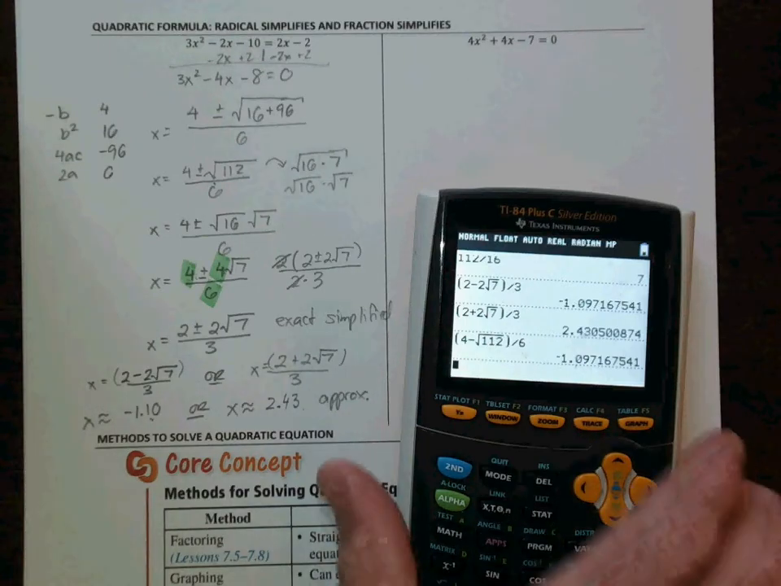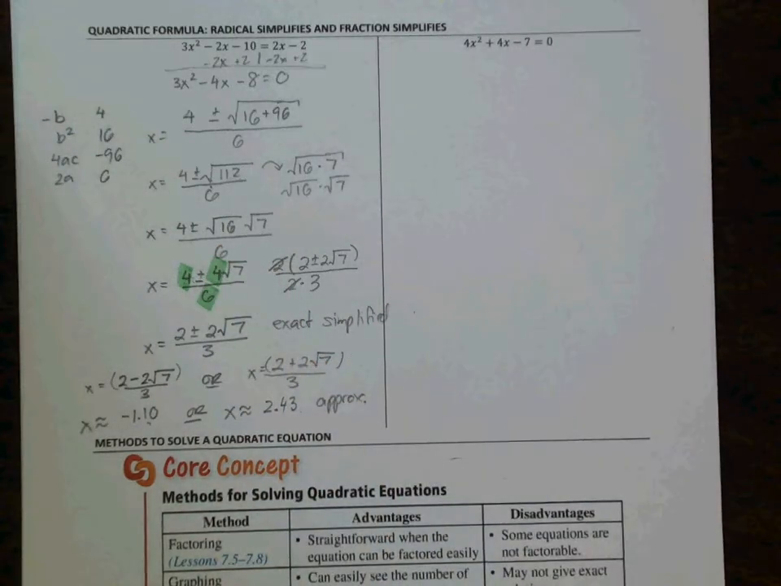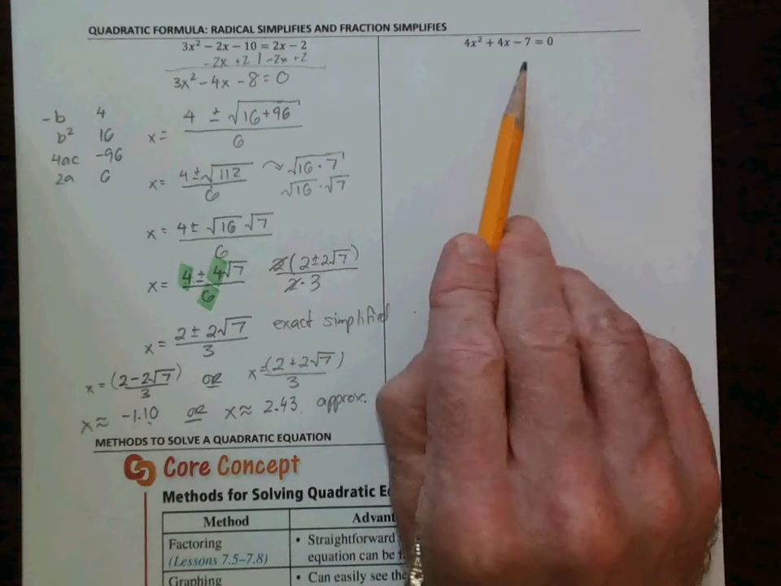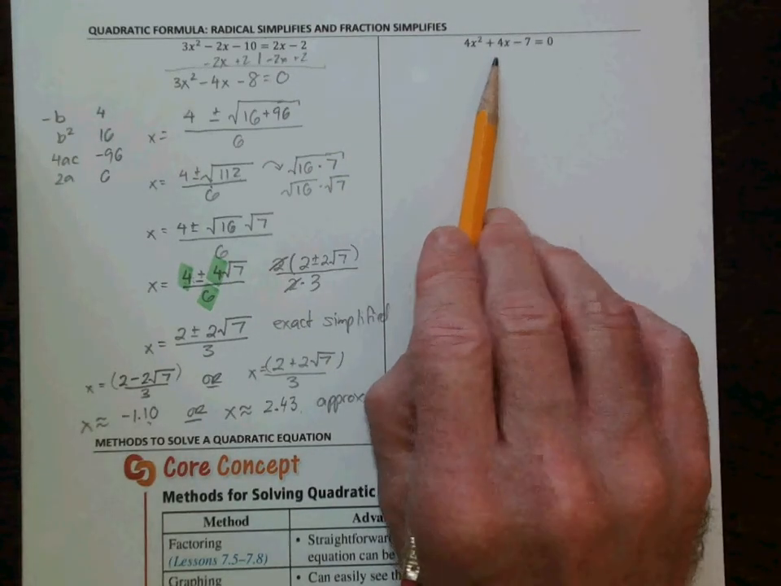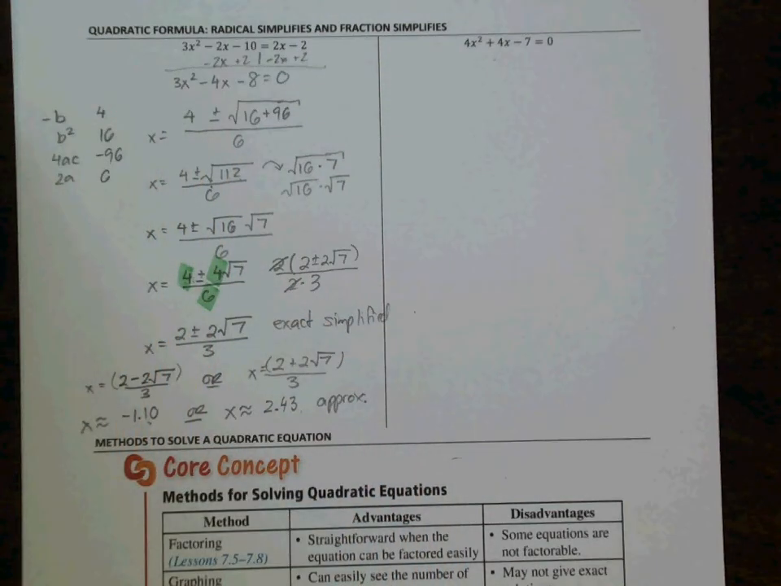So I recommend that you attempt this second problem and then watch the next video to see how you did. This will also have a case where both the radical simplifies and then the fraction itself simplifies.